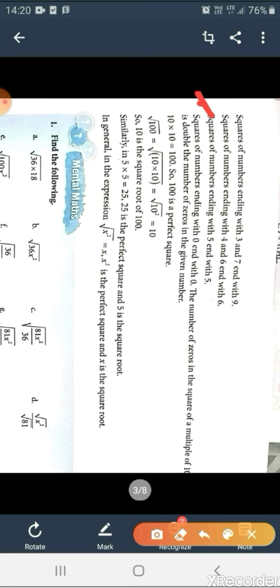So the number of zeros in the square of a multiple of 10 is double the number of zeros in the given number. Like if you want to find the square of 100, 10 is the square root of 100.